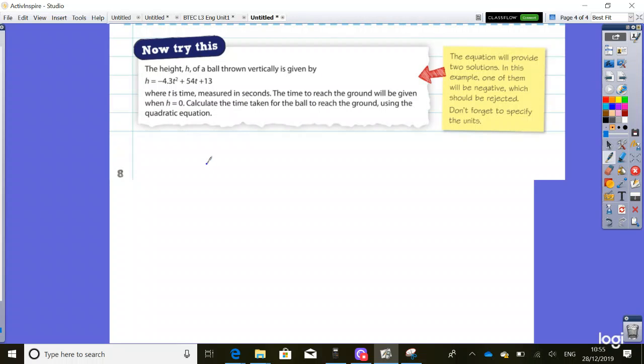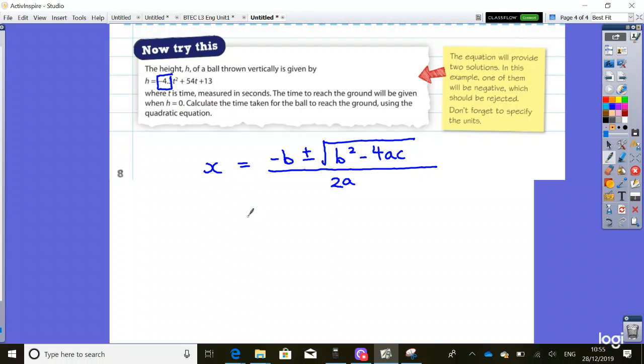Okay, so let's write our quadratic formula. x equal to minus b plus or minus square root of b squared minus 4ac, all over 2a. So a is given as minus 4.3 and b is 54. So I'm going to put 54 here, plus or minus the square root of 54 squared minus 4 times a, remember it's a negative value, and then times c, which is 13.